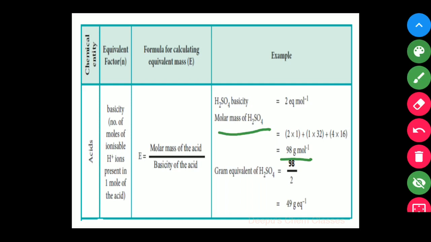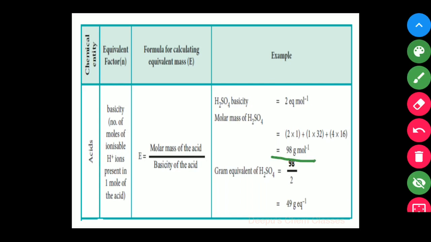For hydrogen the atomic mass is 1. In the formula we have 2 hydrogens, so 2 into 1, plus we have only 1 sulfur. The atomic mass of sulfur is 32, so 1 into 32. Then we have 4 oxygen atoms. The atomic mass of each oxygen atom is 16, so for 4 oxygen atoms it is 4 into 16. If you add up all the atomic masses, you get 98 gram per mole.